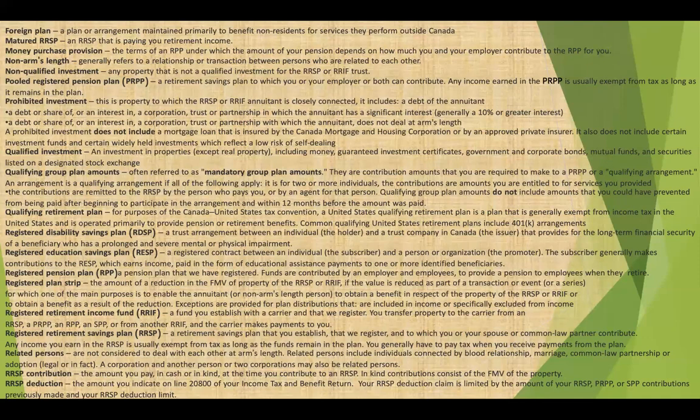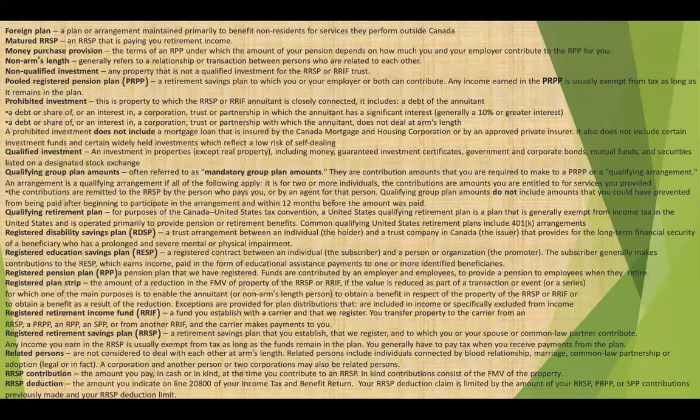You can transfer the property to the carrier from RRSP, RPP, or SPP. Registered Retirement Savings Plan, a registered retirement savings plan that you establish, that you register, to which you or your spouse contributes to the plan. Related persons are not considered to deal with each other at arm's length.